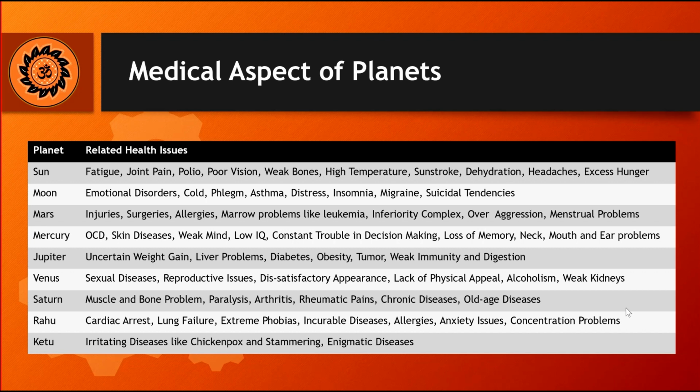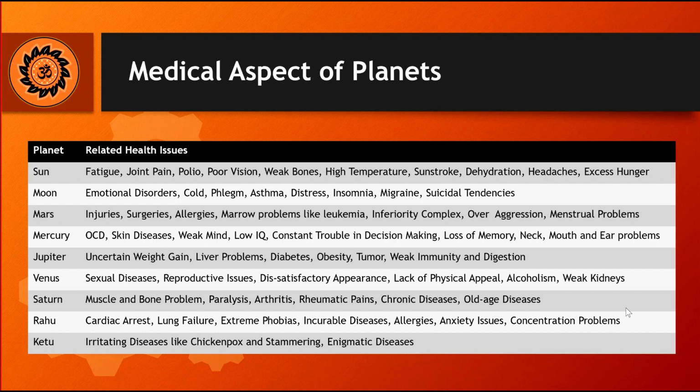Now, Moon: all emotional disorders, migraines, headaches, depressive tendencies, excessive stress, insomnia, all of these are related to Moon. Cold, because I told you it's a watery planet, so cold, asthma, suicidal tendencies. So all of that comes under the area of Moon.